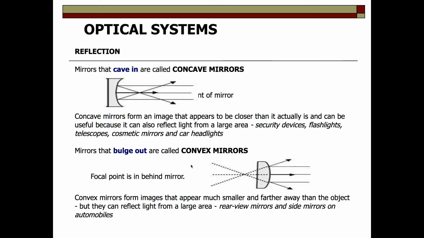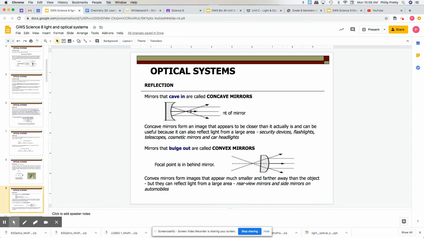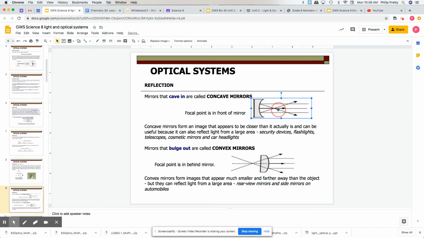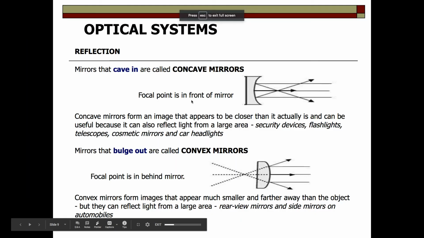Okay, so for those of you who participated in the Kahoot last week, we talked about concave and convex mirrors. So concave is kind of like it's caved in, right? And just let me fix this image here. Okay, we'll just scoot this over. So we've got the focal point in front of the mirror.